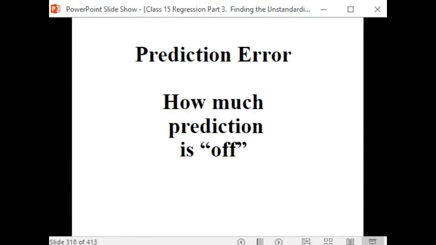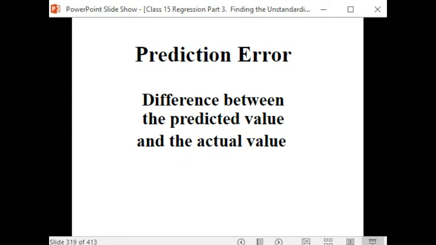Prediction error is how much a prediction is off from the actual value. For instance, if we predict the man weighs 170 pounds and he actually weighs 177 pounds, then the prediction error is 7 pounds. In terms of arithmetic, prediction error is the difference between the predicted value and the actual value. So in the example I've just used, the difference between 170 and 177 is 177 minus 170, which is 7.